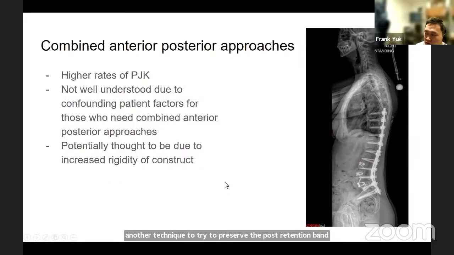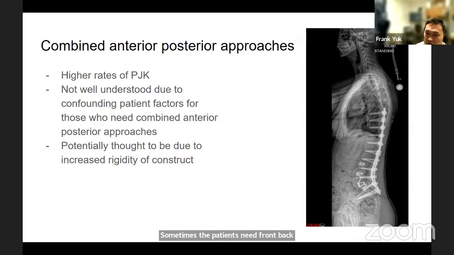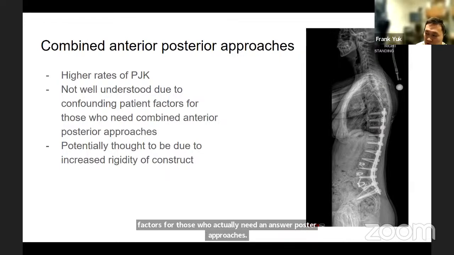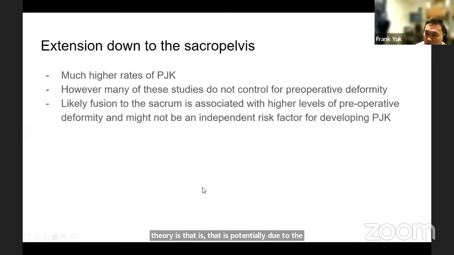Combined anterior posterior approaches: really, there's no way to avoid it sometimes. The patients need front-back surgery, but they are definitely associated with higher rates of PJK. This is not that well understood due to confounding patient factors. Those who actually need anterior posterior approaches may just require more surgery. The theory is that it's potentially due to the increased construct rigidity that causes the PJK. And extension down to the sacrum or pelvis has much higher rates of PJK, like I said, but these studies didn't really control for preoperative deformity.